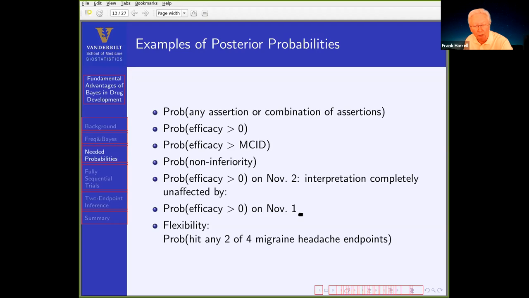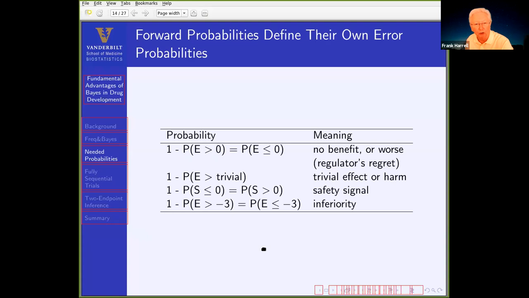And then you can have a lot of flexibility. So imagine you're doing a migraine headache development program and you have four efficacy targets. You could say, well, success is going to be hitting any two of the four. And I don't have to pre-specify that. Or I could say any three out of the four. That would be a pretty successful treatment. And if you have lots of targets that you want to hit, you could say, let's just hit the majority of the targets with a high probability without specifying which targets.